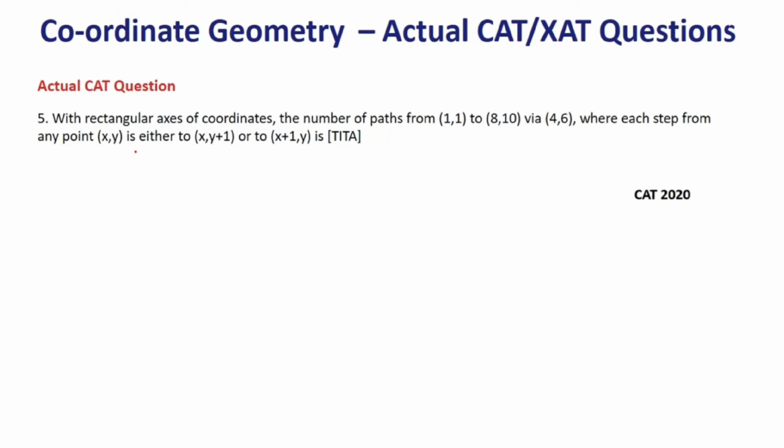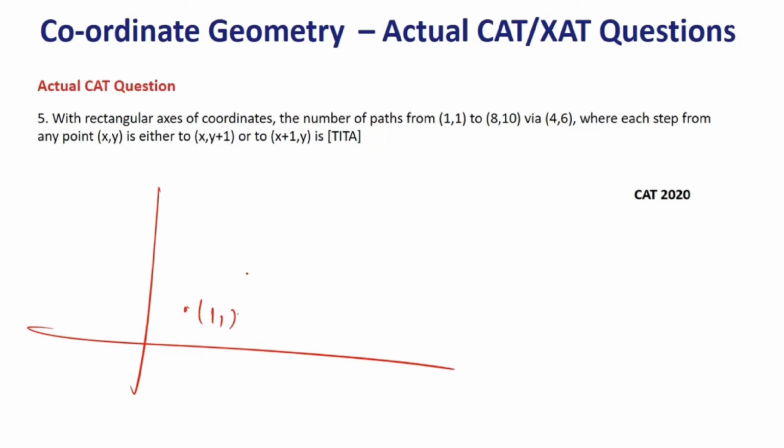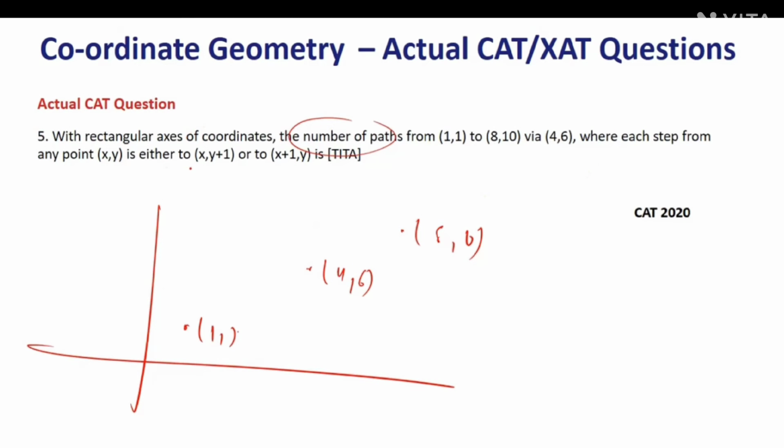Alright, let's solve this question. With the rectangular axis of coordinates, the number of paths from (1, 1), you have a point here, to (8, 10) via (4, 6). Each step can either move from (x, y) to (x, y+1) or (x+1, y). So what is it that you note here?